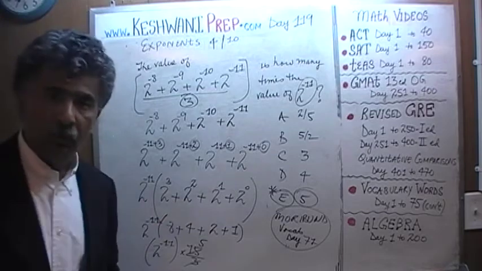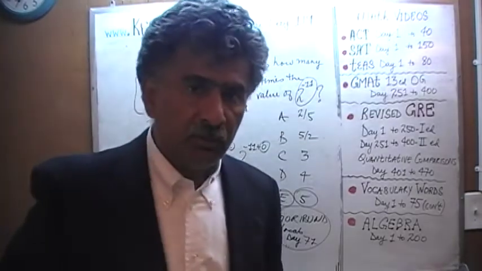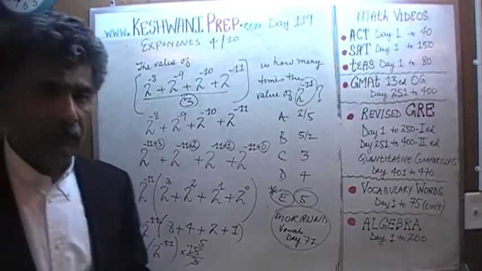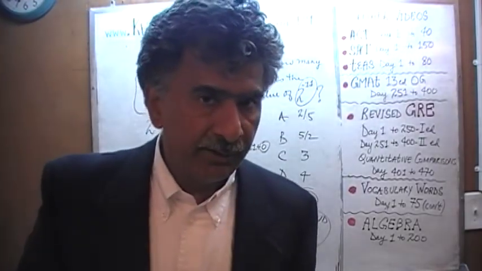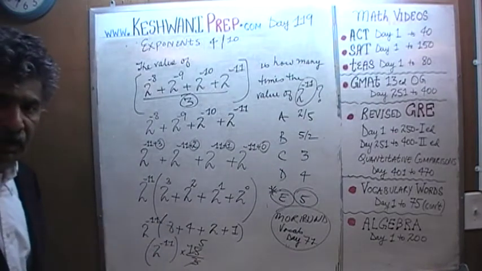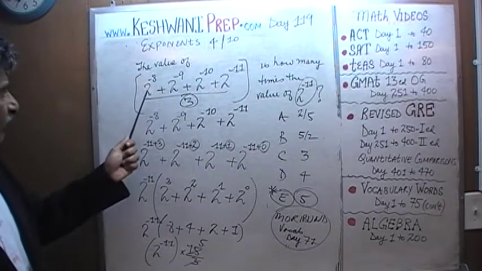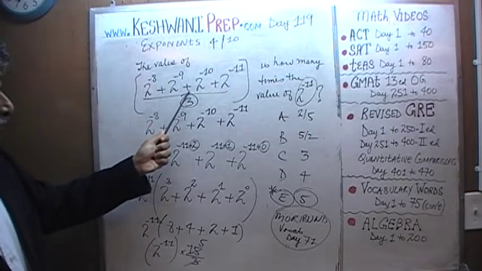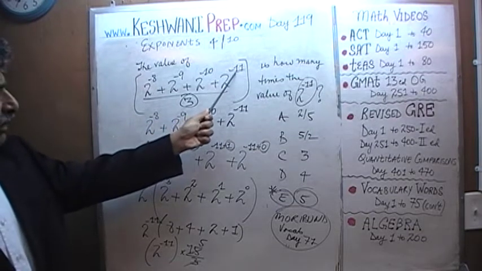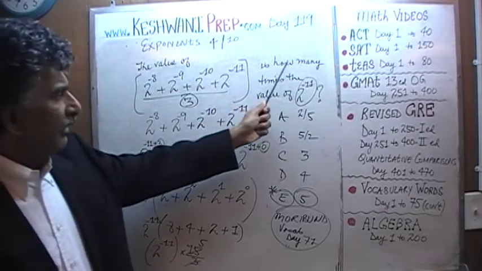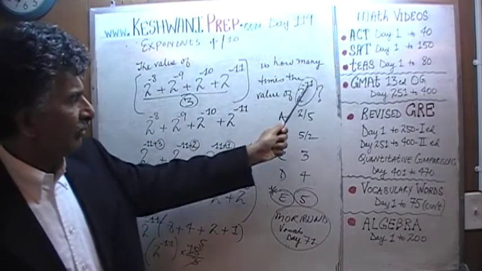What you see on the blackboard, listen very carefully, is the problem from yesterday, from day number 118. In the event that you did not watch day 118, it'll be a very good idea for you to look at this problem, make sure you understand it. Here's what it says. The value of 2 raised to negative 8 plus 2 raised to negative 9 plus 2 raised to negative 10 plus 2 raised to negative 11, the whole quantity divided by 3 is how many times the value of 2 raised to negative 11.